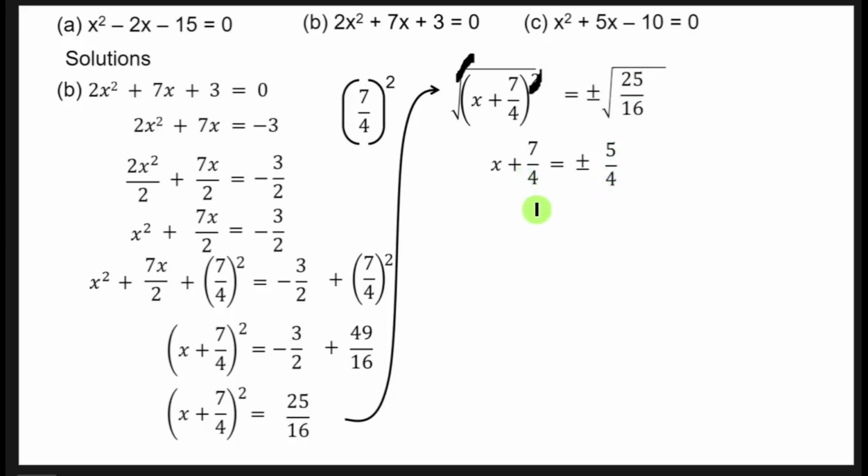All right, then the next thing that we are going to do here is to collect like terms together, to make sure that numbers are on the same side, which is the right side of the equal sign, and the letter x remains alone on the left side of the equal sign.